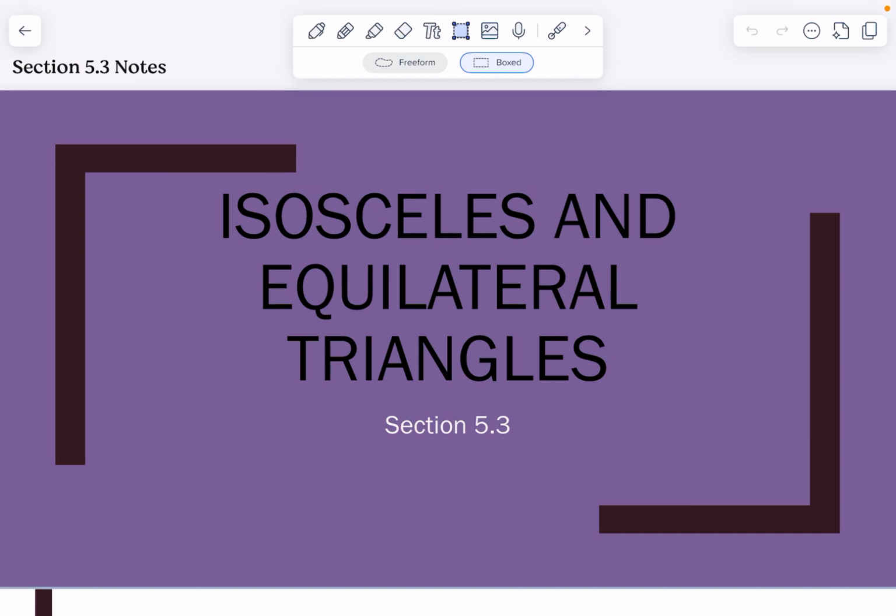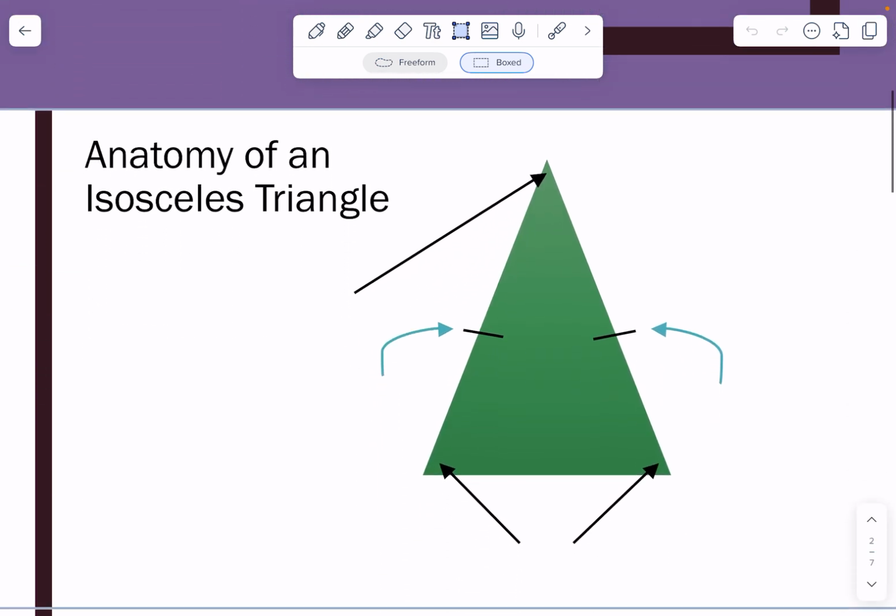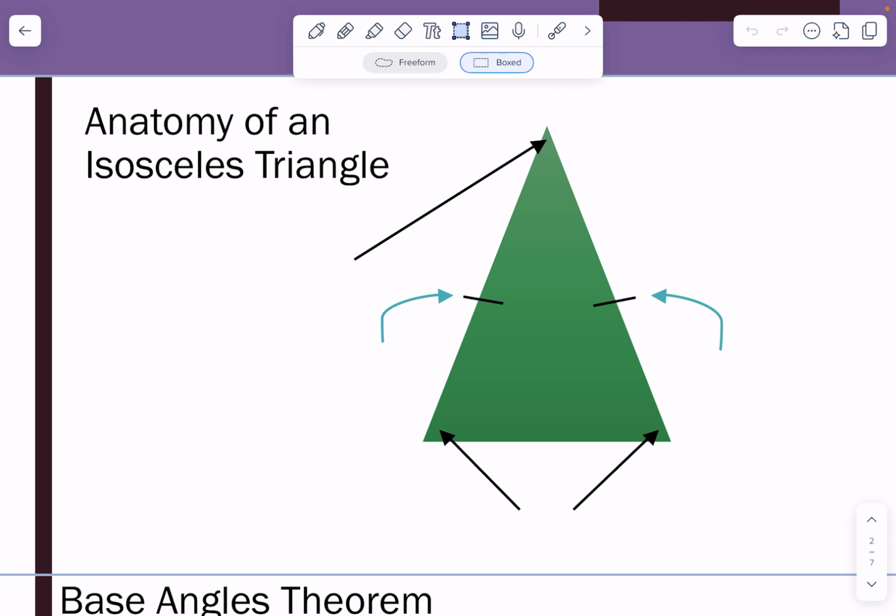Going into our discussion on Chapter 5, we are working with isosceles and equilateral triangles today. All right, so let's start off with some vocabulary with the anatomy of an isosceles triangle.